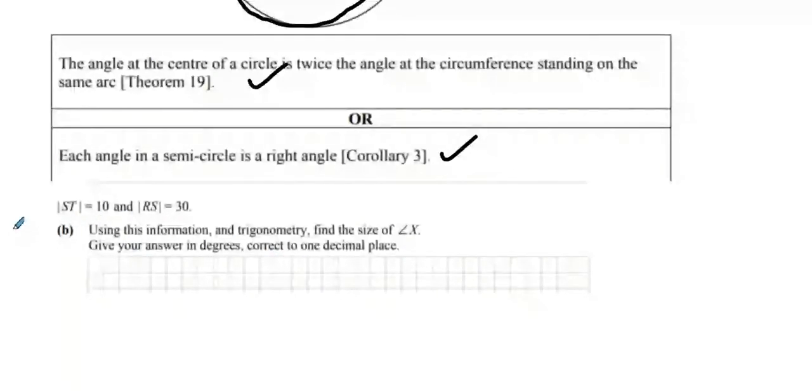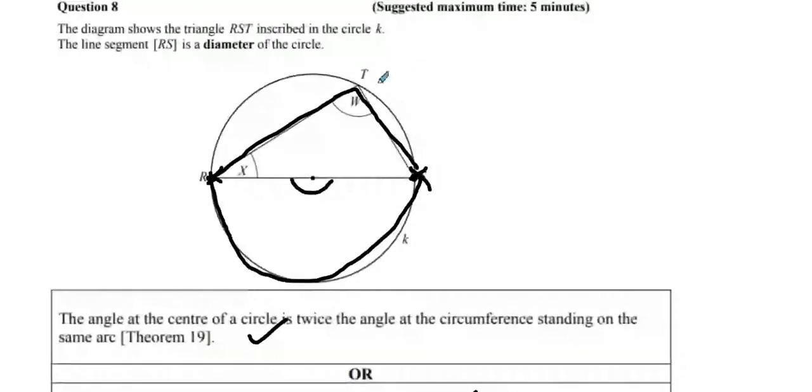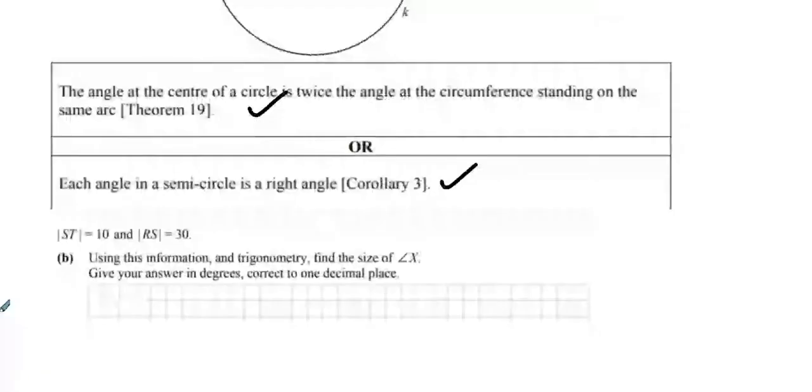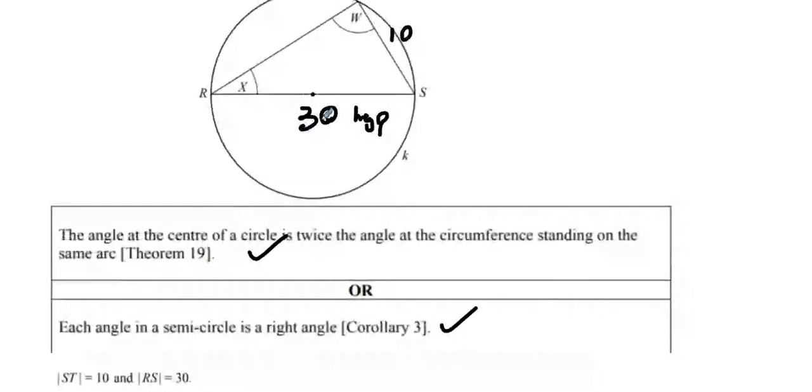So we know ST is 10 and RS is 30. ST is 10. What's the other one? RS is 30. Sorry, RS is 30. Now RS is the hypotenuse. Okay, and since we're looking for angle X, it looks at the 10, so this means 10 is the opposite.